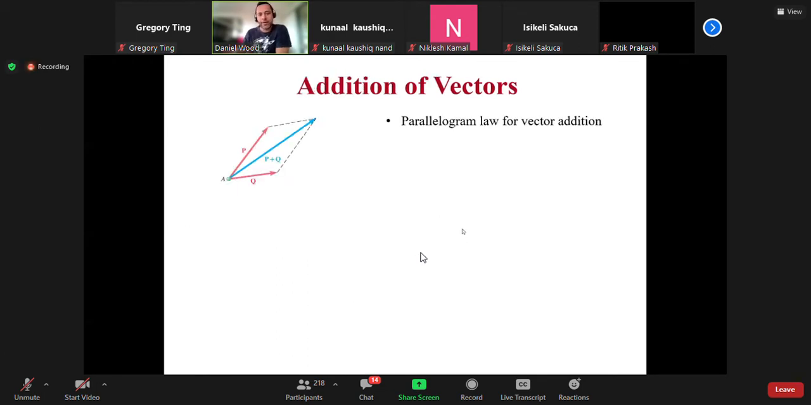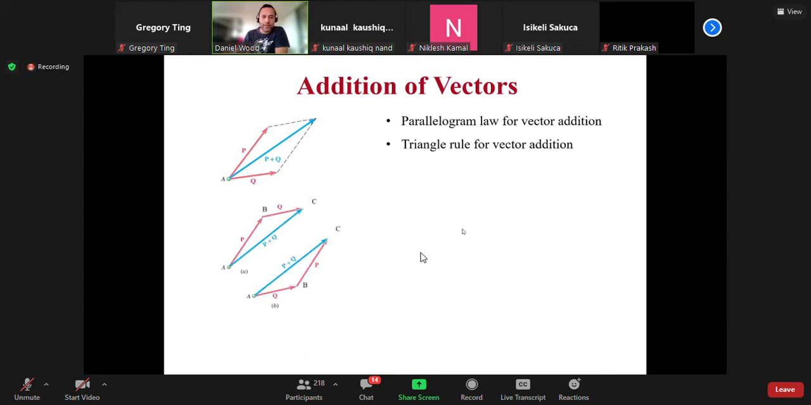So addition of vectors, this is important stuff for you guys to remember, especially if you get asked about the parallelogram or triangle rule, which is a visual method. Up here on the left, which I just covered slightly, was the parallelogram rule. Over here, we've got the triangle rule.